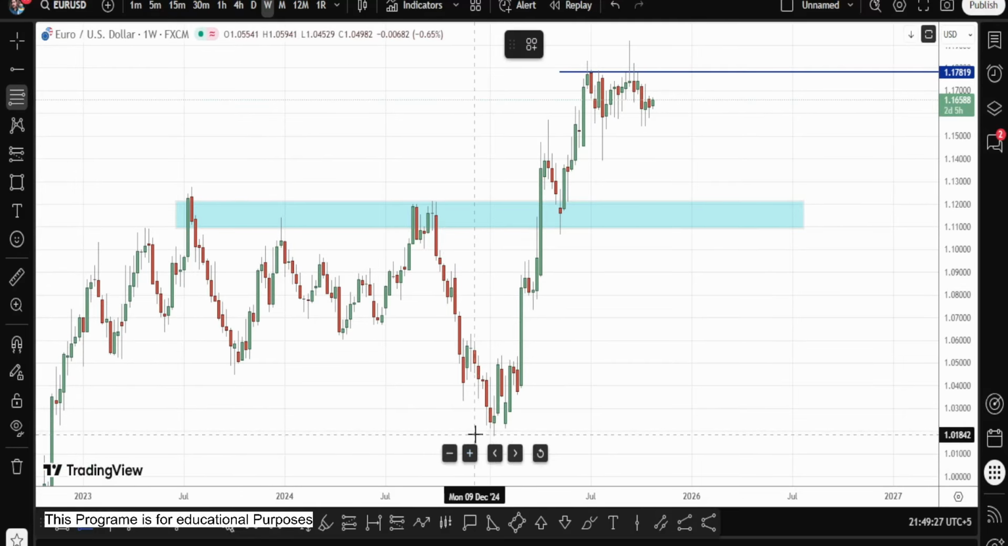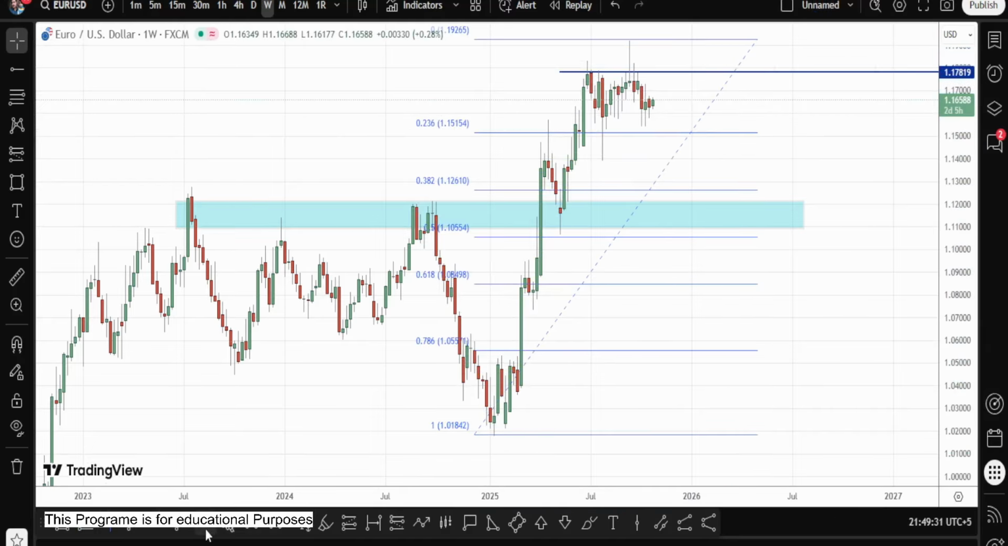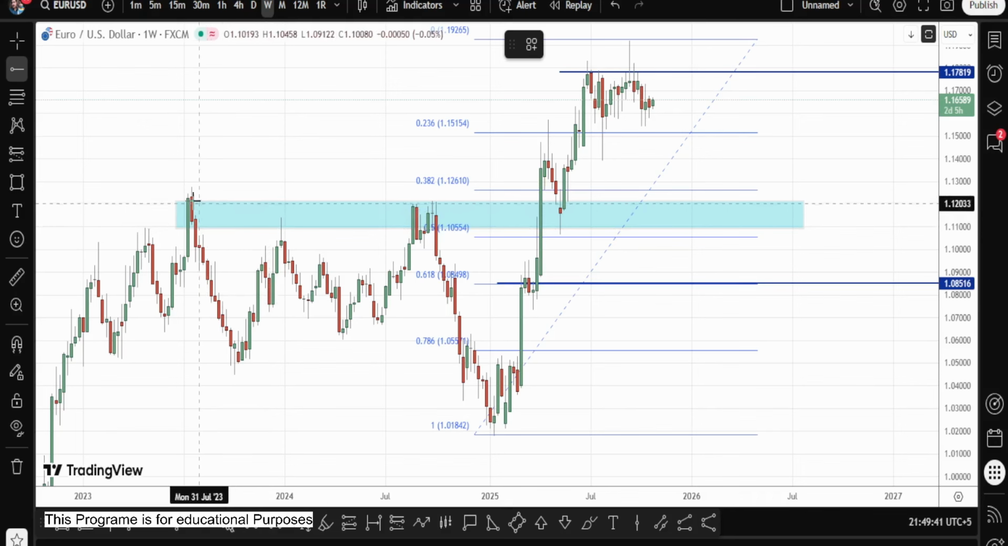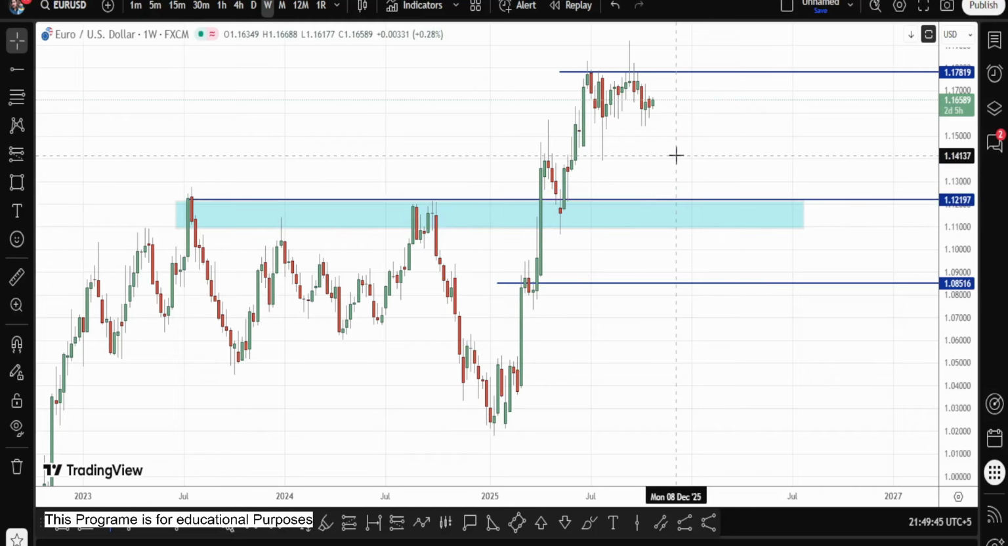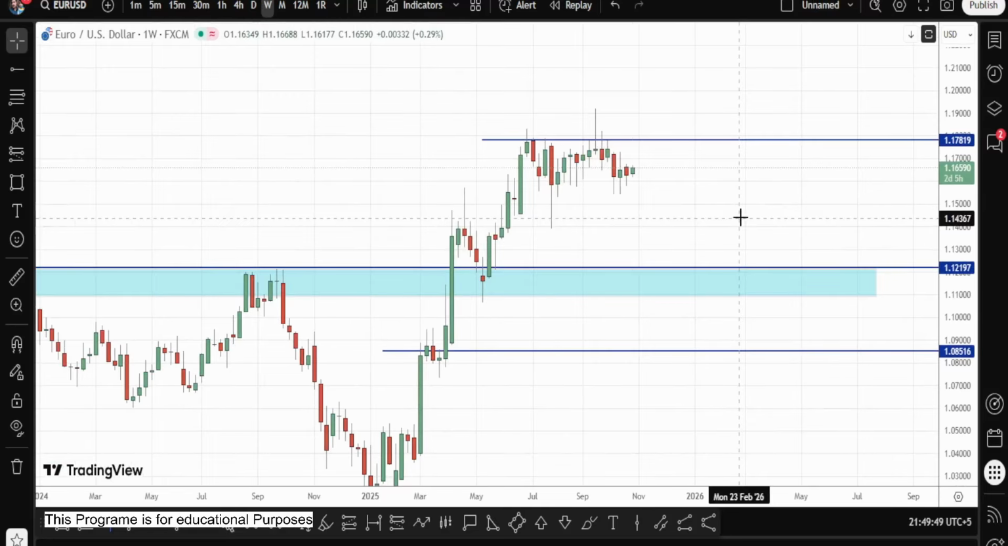Here I want to give you a concept as well. Right here we have to see this 61.8% retracement comes right here at 1.08516, and obviously this is the previous broken level, so I will be adding one line right here as well. This is now the situation on the weekly time frame.